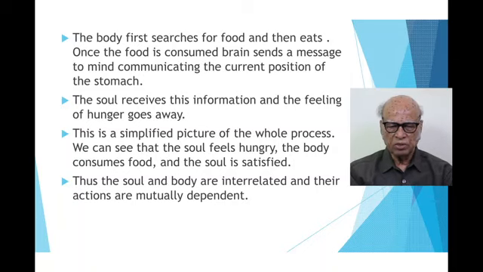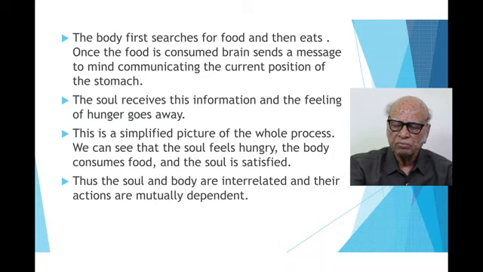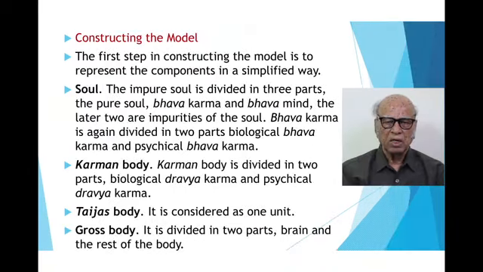So thus the soul and body are interrelated, and their actions are mutually dependent, as we can see by this example. Now we want to construct a model of the living system. The first step in constructing the model is to represent the components in a simplified way, because the components themselves are complicated. So we have to have a simplified picture before we can construct a model.